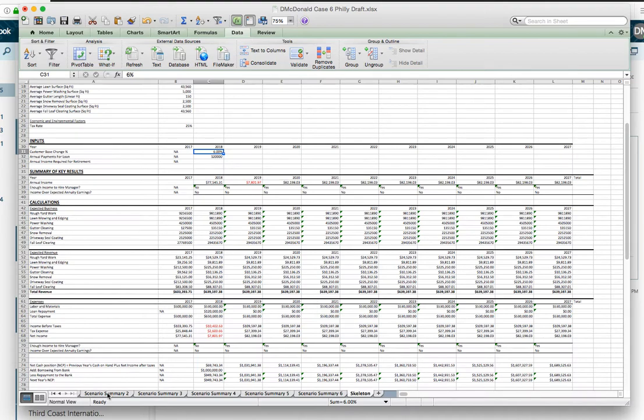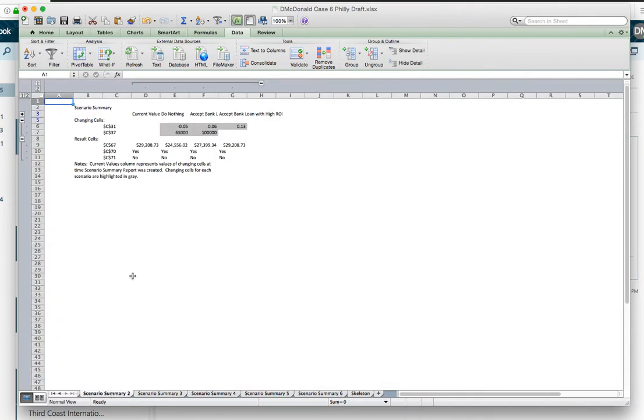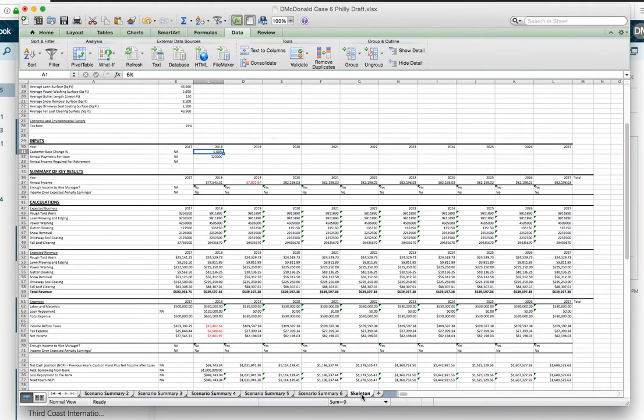Let's look at some of these scenario summaries. As I put them in, they just kind of come up with responses. I've tried to create this draft. I'd copied all the information to this draft spreadsheet so I could just look at it and try to replicate what I think the scenario should look like.